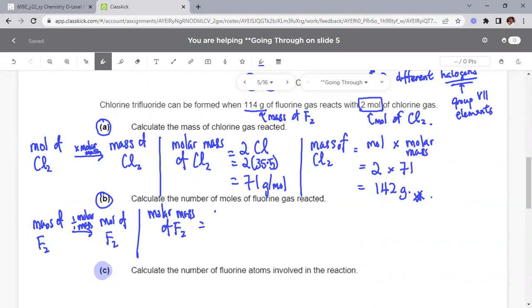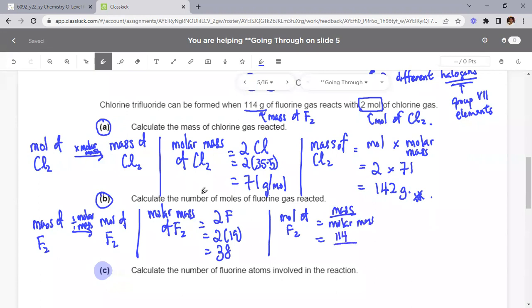So this is equivalent to 2F, which is 2 multiplied by 19. Go to a periodic table and find. Then this is 38. So once I've got the molar mass, life is easy now, because to find the mole of F2, I'll need to take the mass divided by the molar mass. So I know the mass is 114. I know the molar mass is 38.